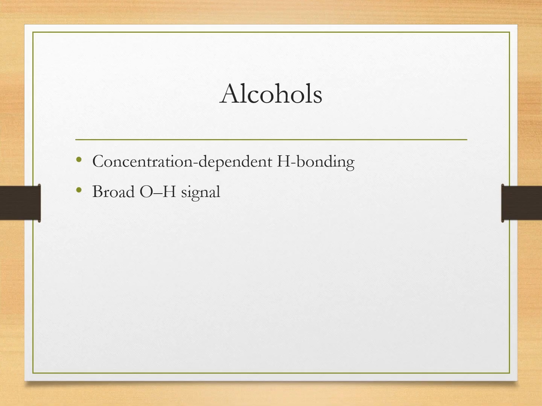Now we will discuss the alcohols. In alcohols, hydrogen bonding is strongly dependent on concentration. At high concentrations, molecules readily form hydrogen bonding networks, producing a broad OH band. At very low concentrations or in non-polar solvents, alcohols can exhibit a sharp OH peak around 3600 per centimeter, indicating free hydroxyl groups. This dual behavior makes alcohols excellent examples of dynamic hydrogen bonding.